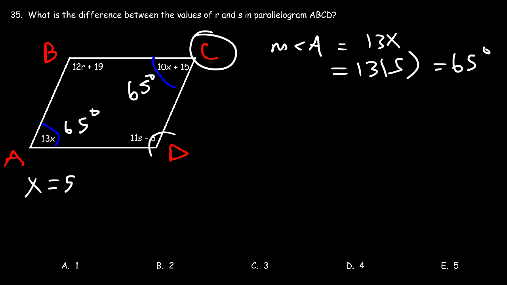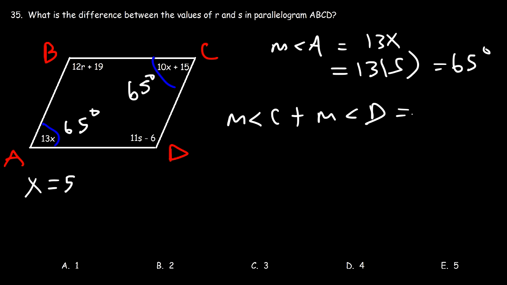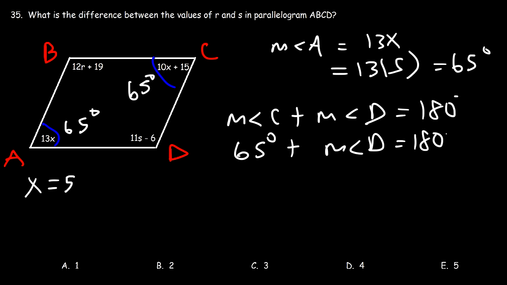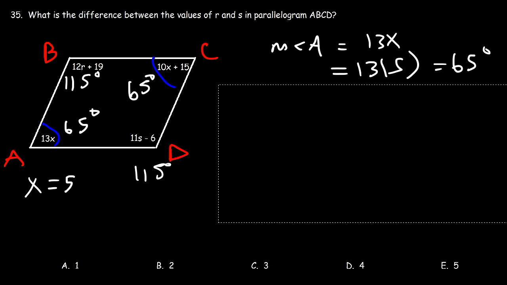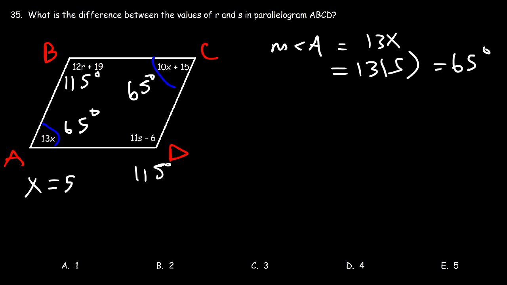Now, angle C and angle D, consecutive angles in a parallelogram, are supplementary. So the measure of angle C plus the measure of angle D add up to 180. So C is 65, and we're looking for D. So D is going to be 180 minus 65, which is 115. So if angle D is 115, angle B is also 115. So now we can calculate the values of R and S.